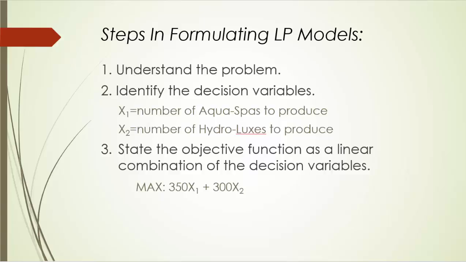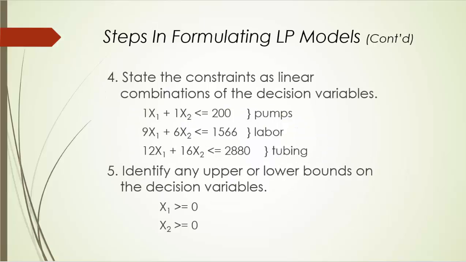To keep it simple, we assume that Blue Ridge has sufficient demand so that all the hot tubs produced will be sold. Next, let's turn to the constraints. In step 4, we'll write down the constraints as linear combinations of the decision variables. In this example, we clearly have 3 resource constraints: pump constraint, labor constraint, and tubing or raw material constraint.